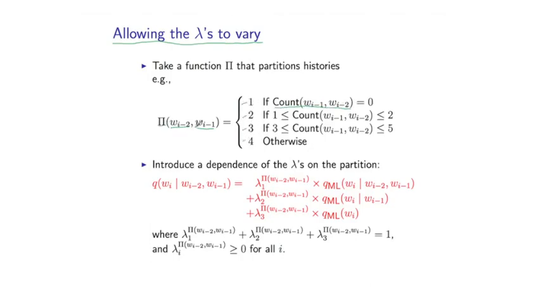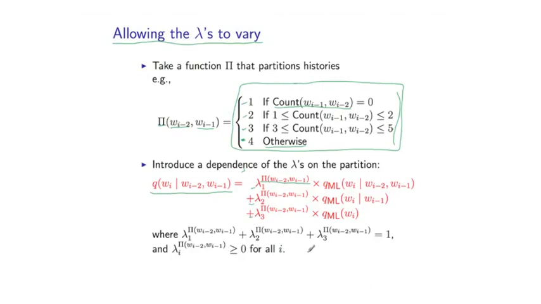So this function pi takes a bigram as input and returns 1 if the bigram count is 0, returns 2 if the count is between 1 and 2, returns 3 if the count's between 3 and 5, and returns 4 otherwise. So this partition is generally chosen by hand, but this is probably a fairly typical kind of definition you might see. Now, once we've defined this partition, we give a slightly refined version of a linear interpolation, where these lambdas vary depending on the value for pi.